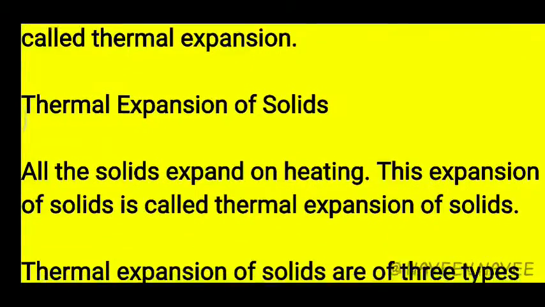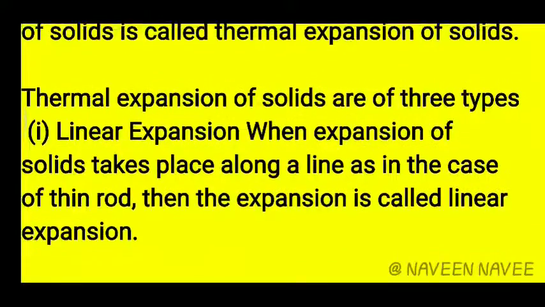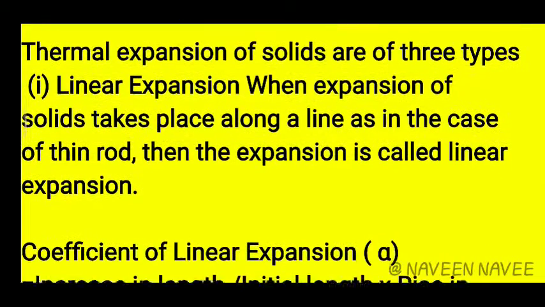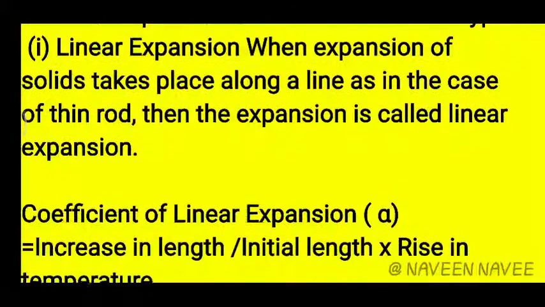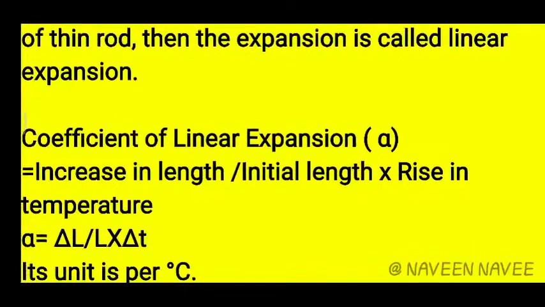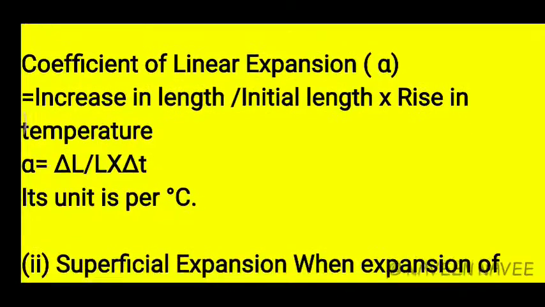Thermal expansion of solids are of three types. Linear expansion. When expansion of solids takes place along a line as in the case of thin rod, then the expansion is called linear expansion. Coefficient of linear expansion, alpha, equals increase in length divided by initial length times rise in temperature. Alpha equals ΔL over L times ΔT. Its unit is per degree C.